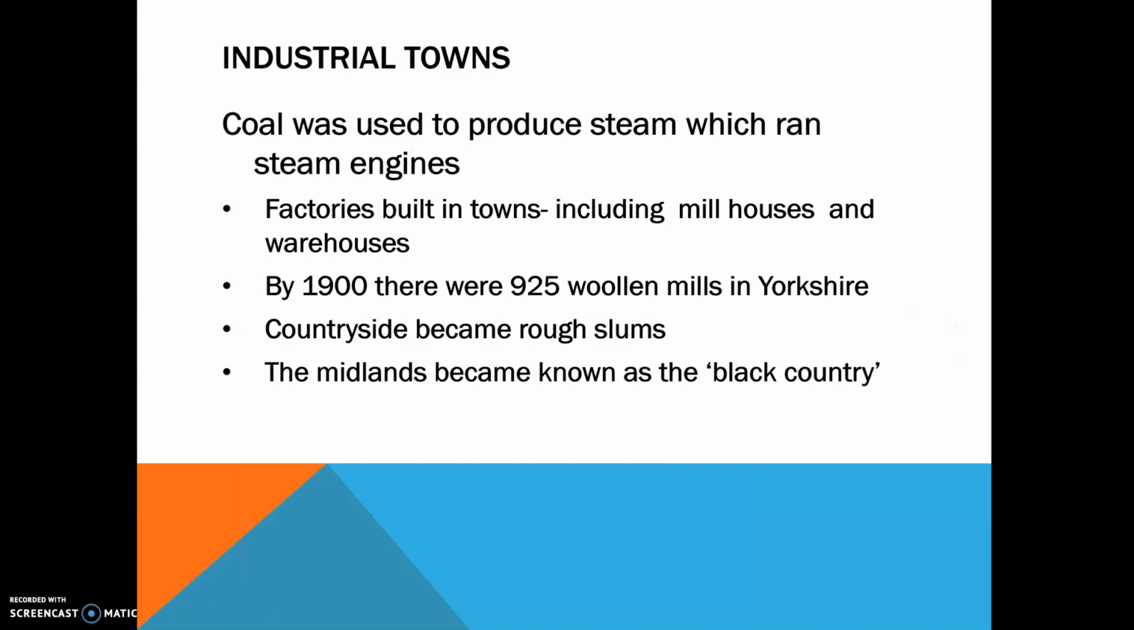So what happens? The rise of industrial towns. Coal is used to produce steam, which runs steam engines. And then steam engines are used to run the mills and all sorts of factories. So here's an example. Again, you can see my personal family connections here. 925 woolen mills in Yorkshire in 1900. That's a massive amount of production.